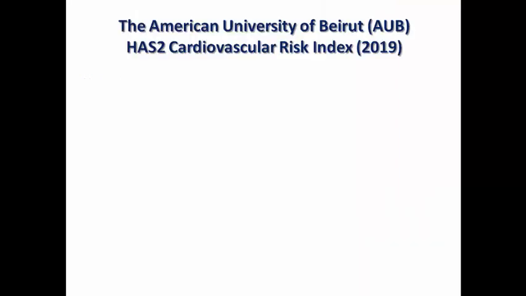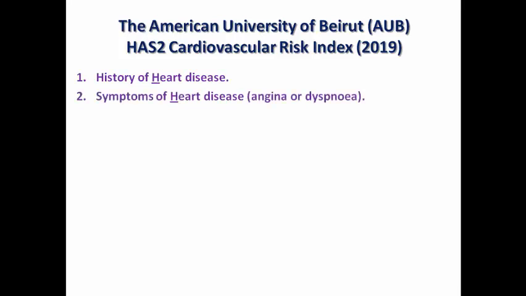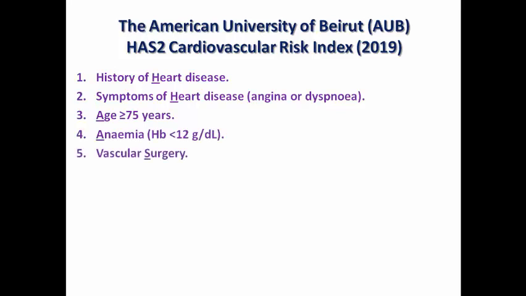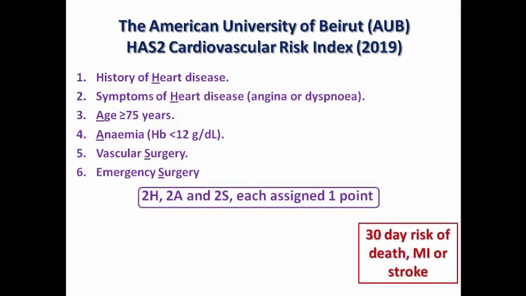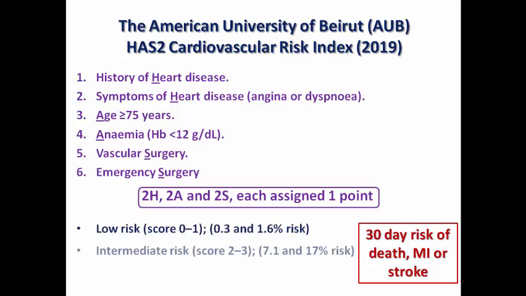It assesses 6 variables, which are 2H, history of heart disease and symptoms of heart disease, 2A, age more than or equal to 75 years, anemia with hemoglobin less than 12, and finally 2S, vascular surgery and emergency surgery. Each one of them is assigned 1 point in order to assess the 30-day risk of death, MI, or stroke. Low risk from 0 to 1, intermediate risk from 2 to 3, and high risk from 4 to 6.